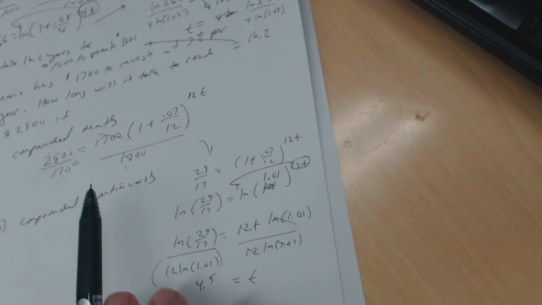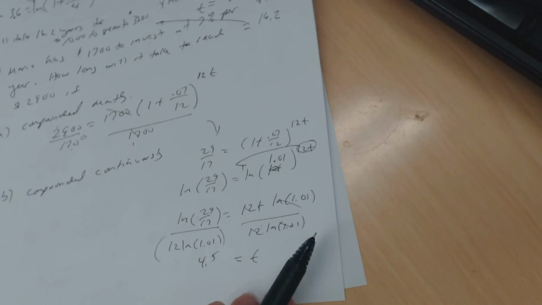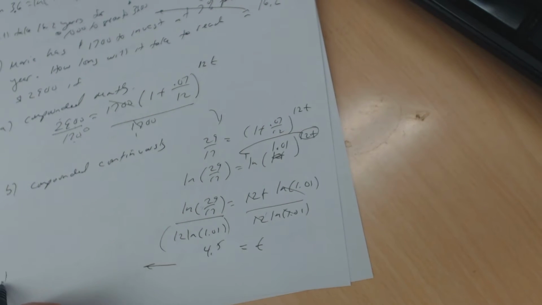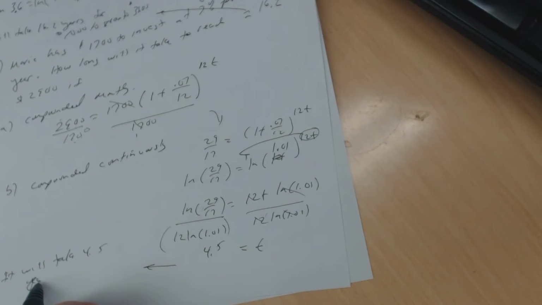So how long will it take 1700 to reach 2900? 4.5 years. So it will take 4.5 years for 1700 to grow to 2900.